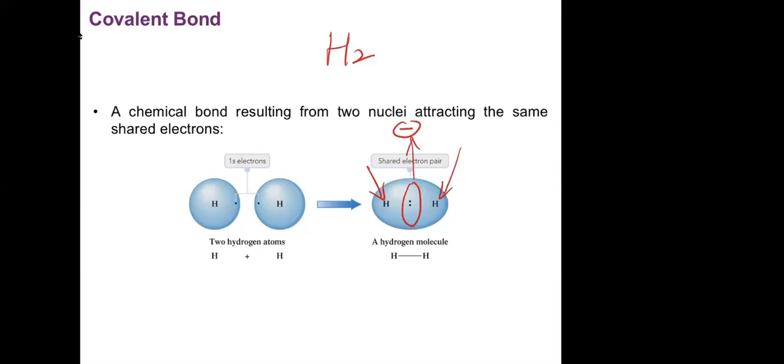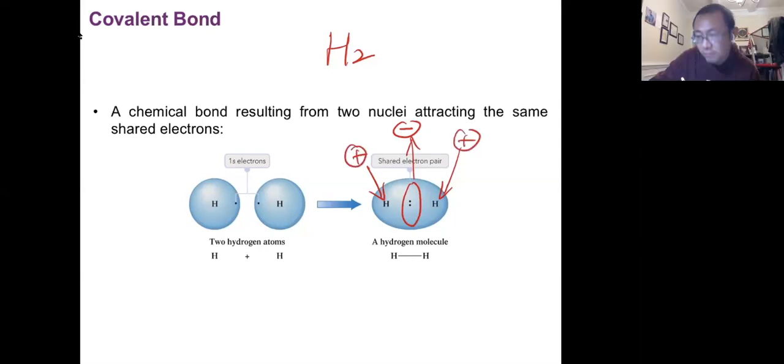Positive. Positive. The protons are positive. So now you understand the basic principle of a covalent bond. It is the same as ionic, basically, charge interaction. The charge of these 2 electrons shared between these 2 nuclei is negative, holding 2 positively charged nuclei together, tight. That's what we call a covalent bond.